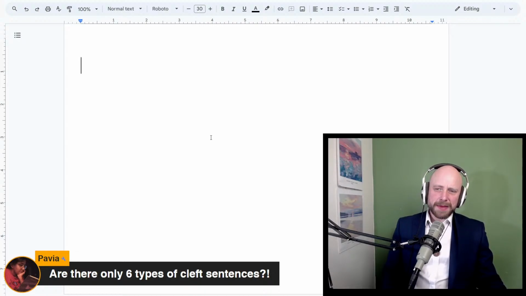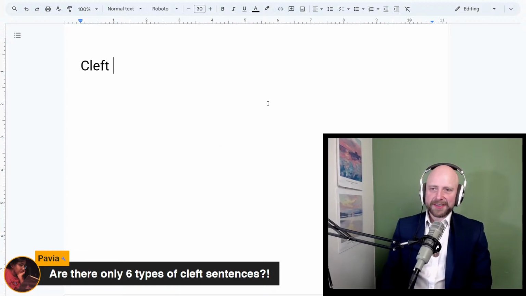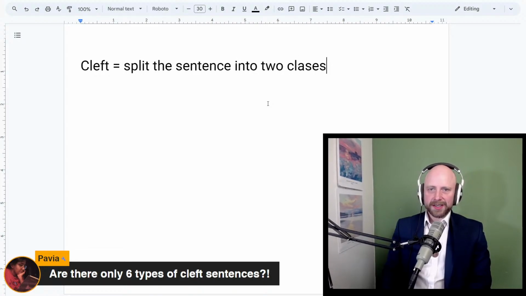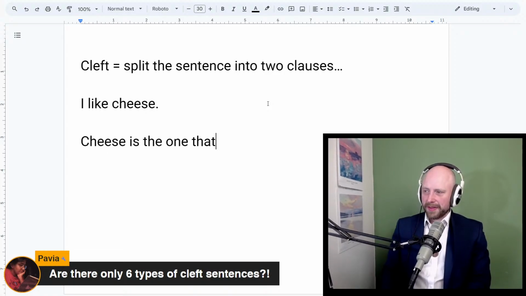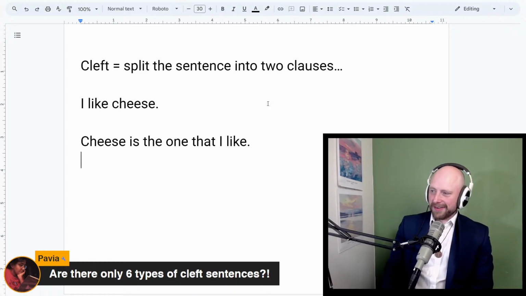There are 6 main types, Pavia, but these categories are like the grammar categories. And if we take cleft to mean split the sentence into 2 clauses, I'm sure that we can think of many different ways to do that. Like, I like cheese. Can we think of a weird way to do this? Like, cheese is the one that I like. I mean, that's a bit different, isn't it? And that's still a cleft, right?